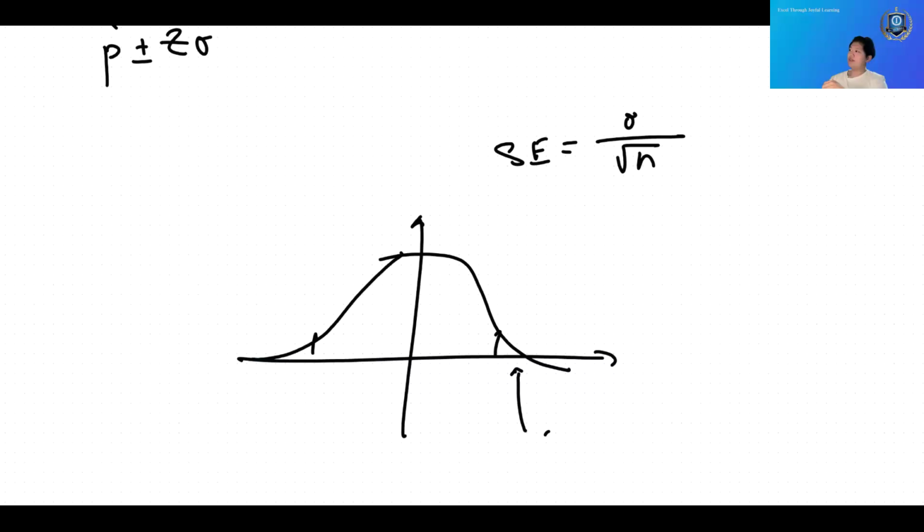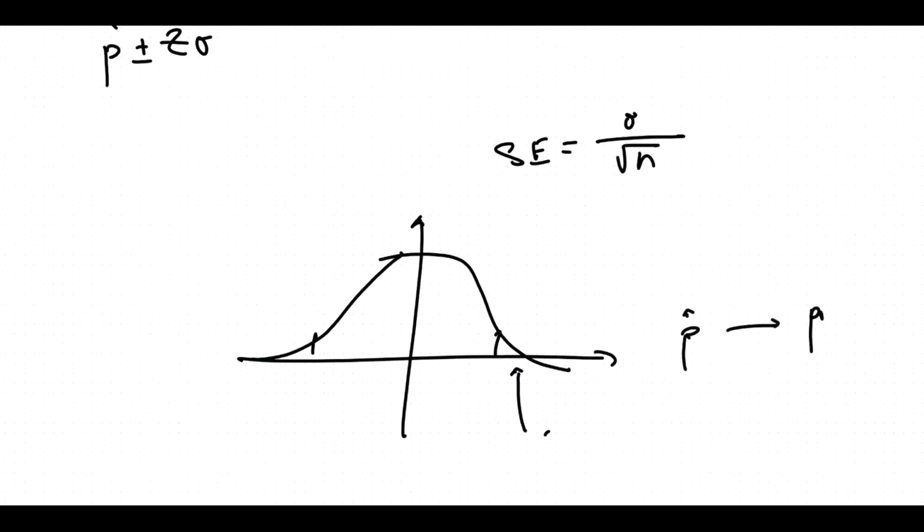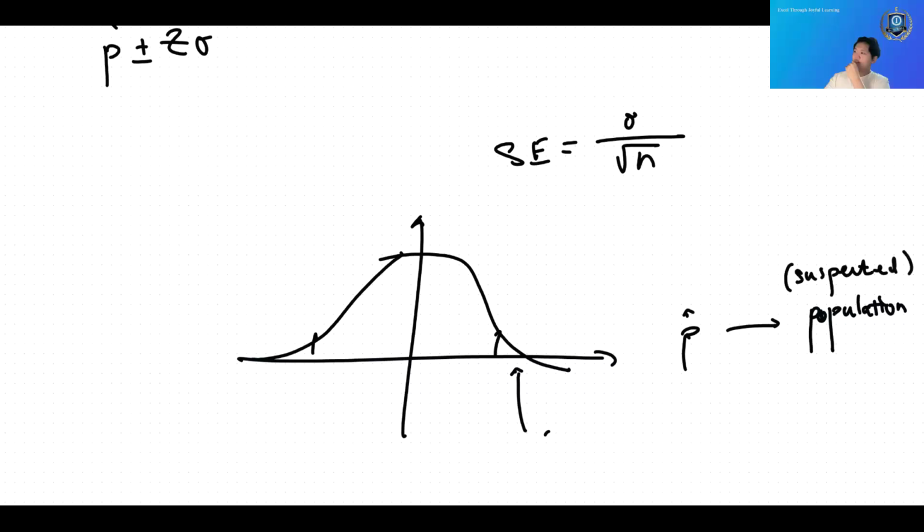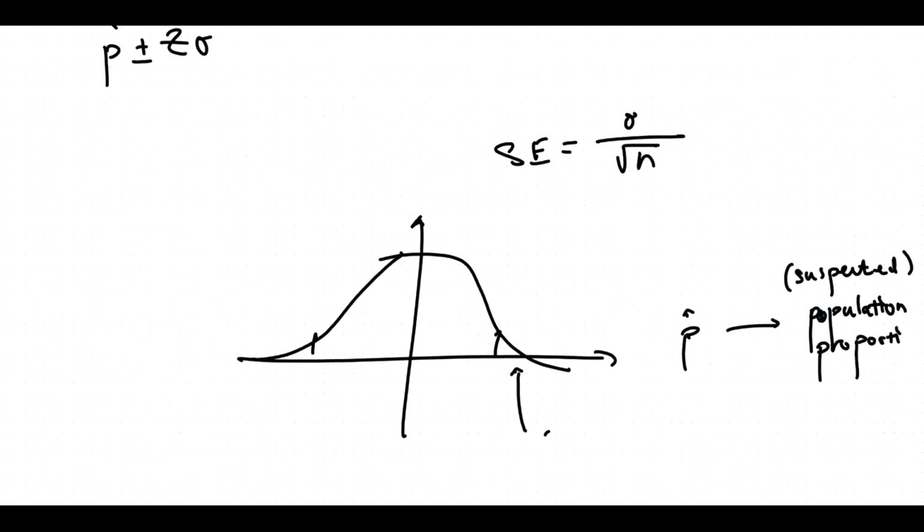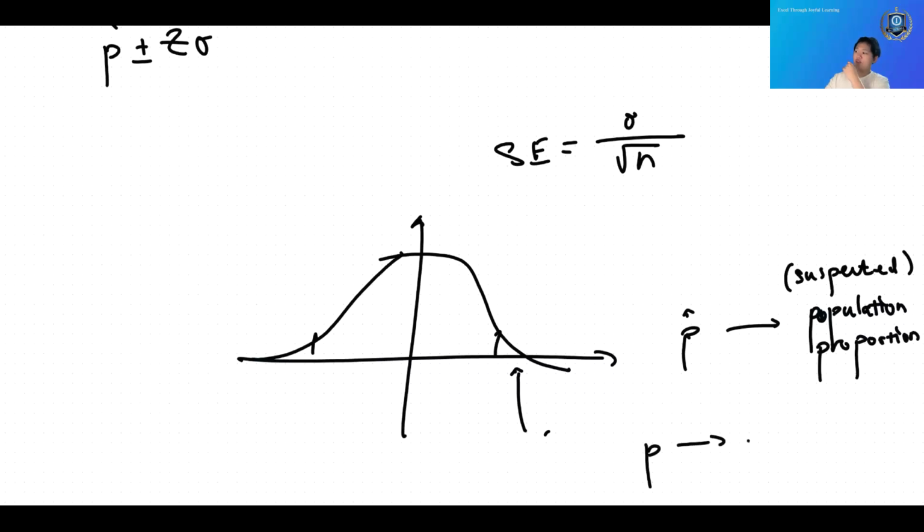I'll tell you what's the difference between p hat and p. P hat is your suspected, it's your population proportion. And then p is the expected population with that trait, yes, and then p is the actual. You can either denote the true value, or you could just denote a percentage.